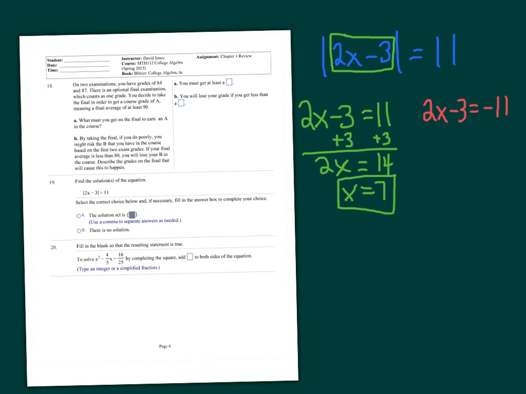And for this next one, add 3 to both sides. Bring down the equal sign. We've got 2x equals negative 8. Divide both sides by 2, and we get x equals negative 4. Okay. And that's actually our solution set. We have 7, comma, negative 4, or negative 4, comma, 7.